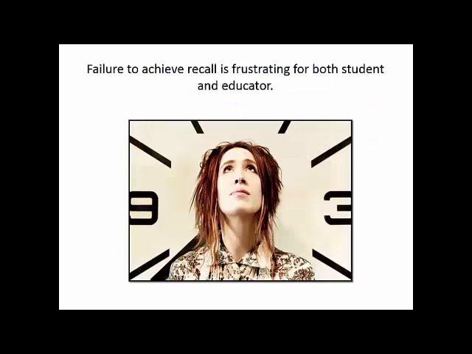Failure to achieve recall is frustrating for both the student and the educator. Doyle covers three main reasons we fail to recall information. One reason is the inability to retrieve a memory. The second reason is old and new memories interfere with each other. And the third reason is when individuals purposely forget information.